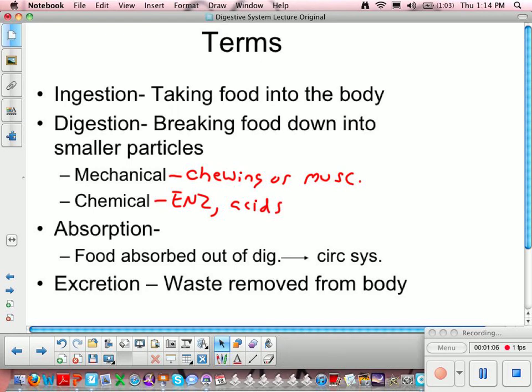Absorption part of the digestive system is when food is absorbed out of the digestive system into the circulatory, and we should really add lymphatic system. Excretion is when waste is removed from the body.